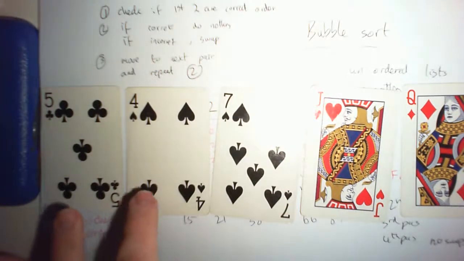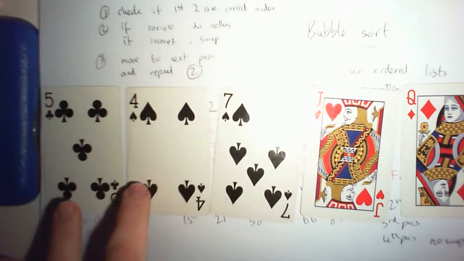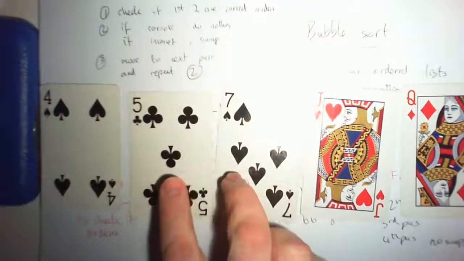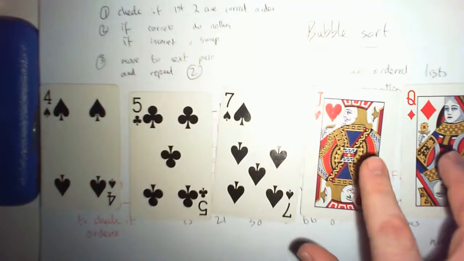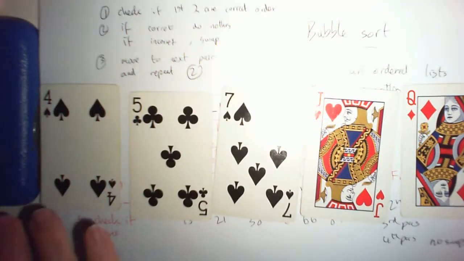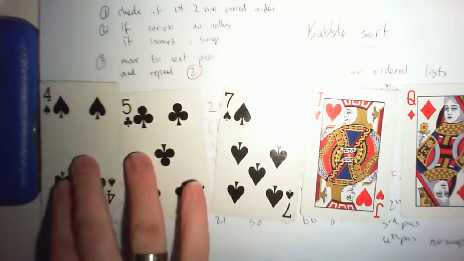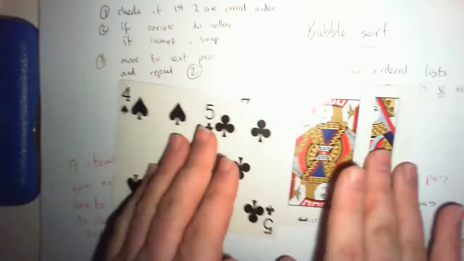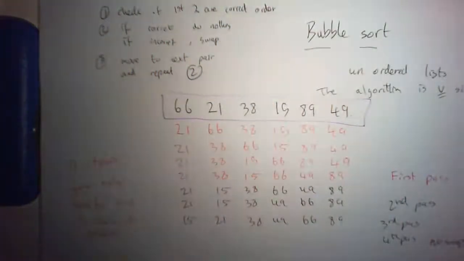Let's do one more pass. First pair, swap. Second pair, do not swap. Third pair, do not swap. Fourth pair, do not swap. Okay. Do your last pass. Do not swap. Do not swap. Do not swap. It's sorted. Okay. So that's how you do it.